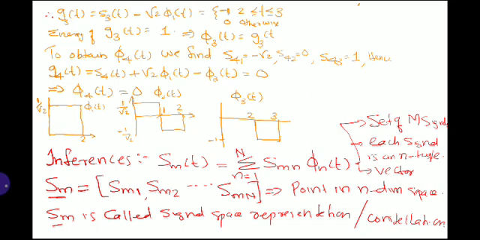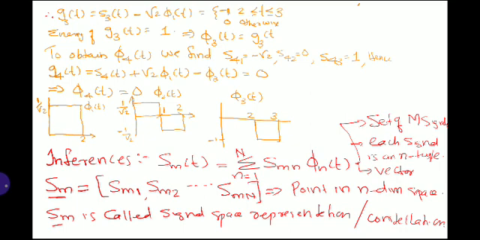Okay. So G3 of t is having an energy 1. You can see G3 of t is having a value minus 1 between 2 and 3. So integral 2 to 3 minus 1 the whole square dt will be 1. That is the energy of G3 of t is 1. So you can directly take phi 3 of t equal to G3 of t.